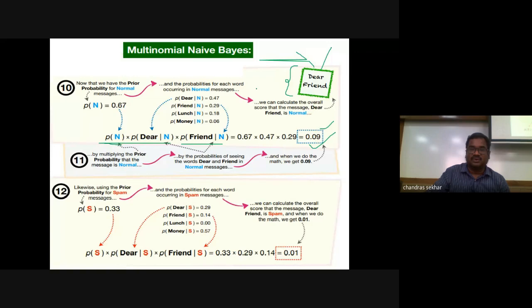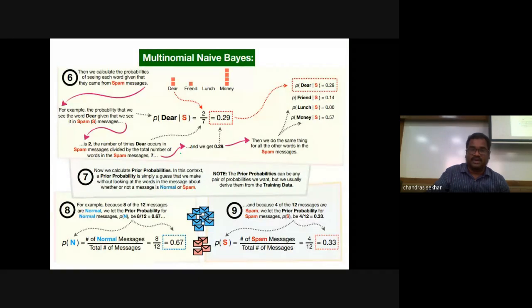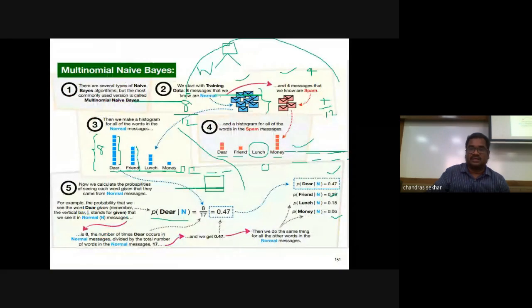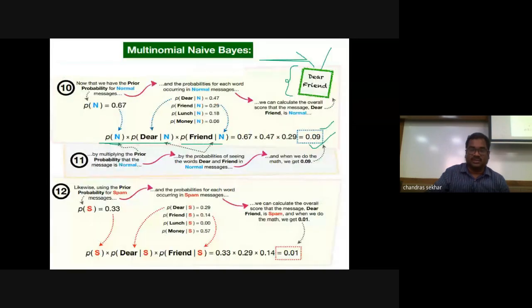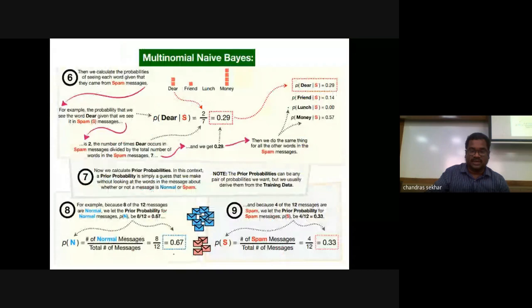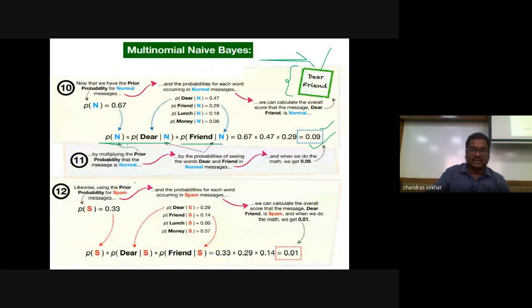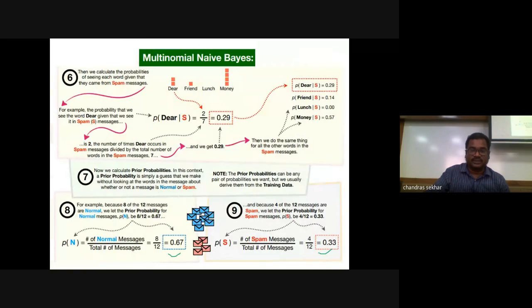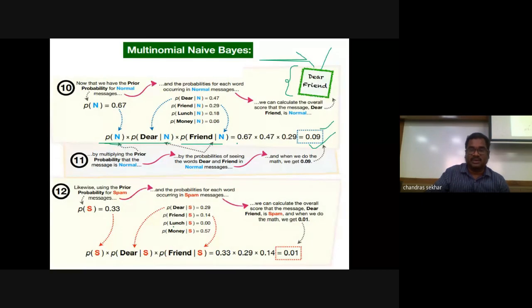So based upon my a priori probability, these are the classes, 3 plus 5, 8, and 4. So what is the probability of normal? 0.67, 8 by 12, spam 0.33. Sorry, 0.67 is my normal. In that, dear is the word. How many times did dear occur? 0.47. How many times did friend occur? 0.29. So the overall probability is 0.09.